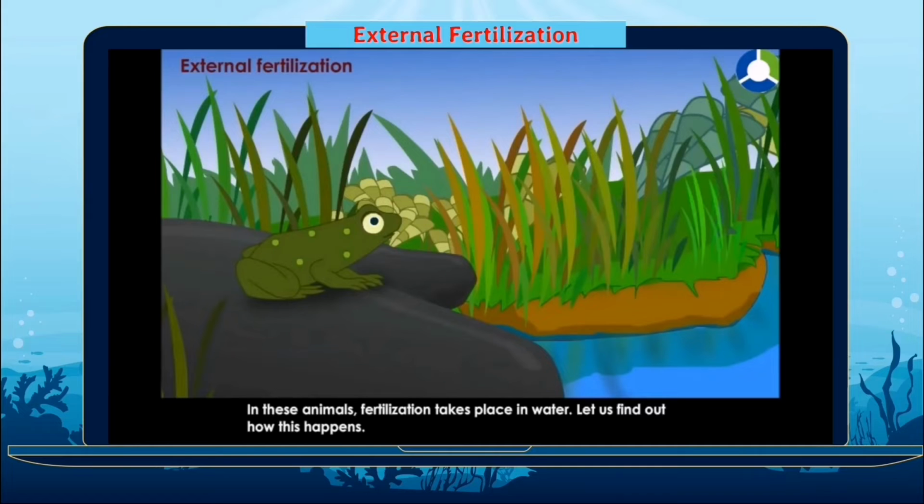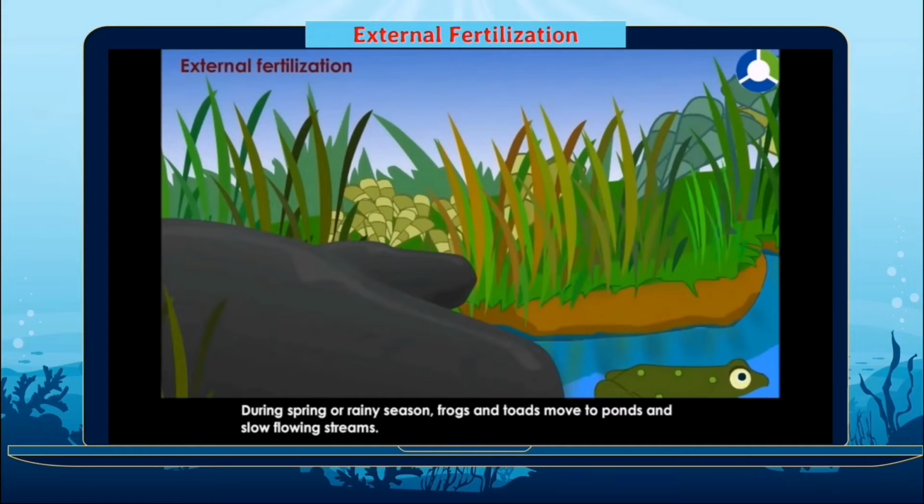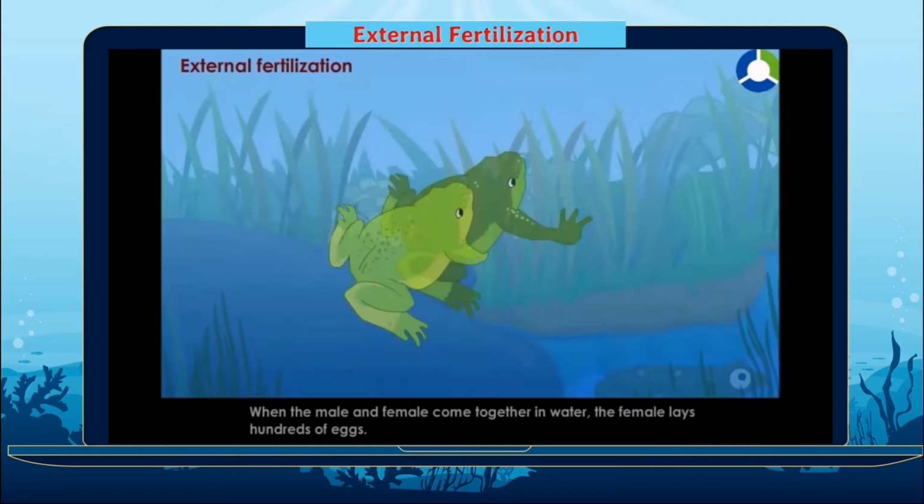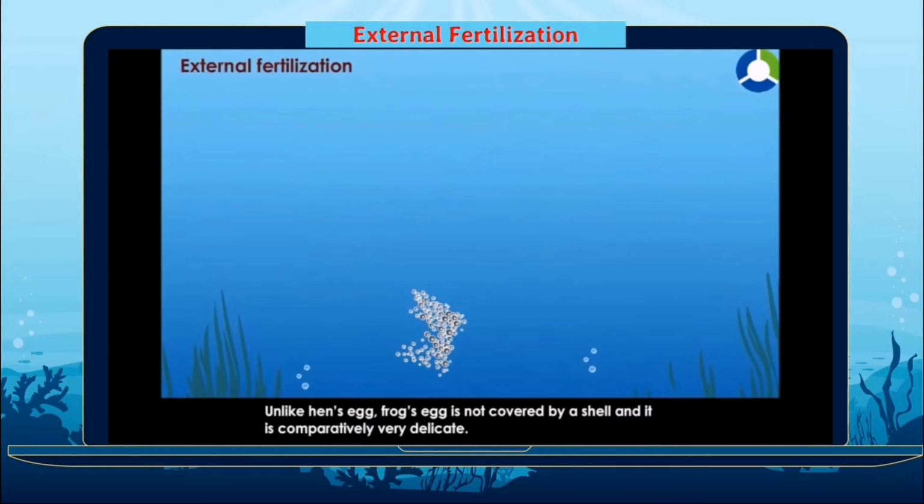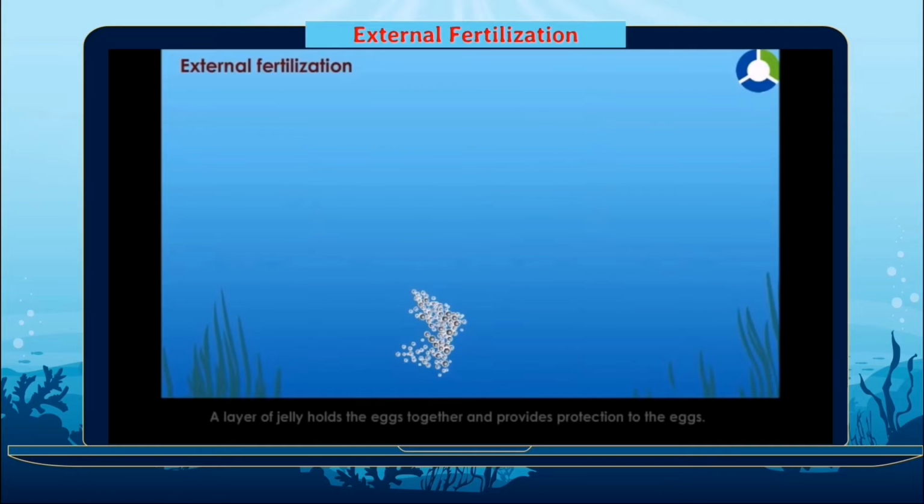In these animals, fertilization takes place in water. Let us find out how this happens. During spring or rainy season, frogs and toads move to ponds and slow-flowing streams. When the male and female come together in water, the female lays hundreds of eggs. Unlike a hen's egg, a frog's egg is not covered by a shell, and it is comparatively very delicate. A layer of jelly holds the eggs together and provides protection to the eggs.